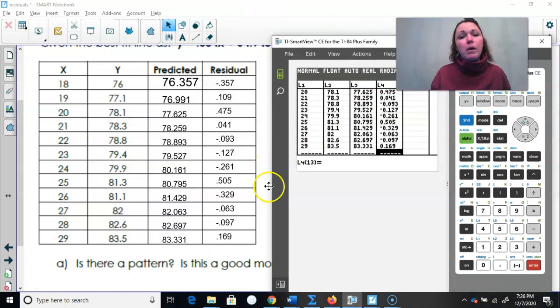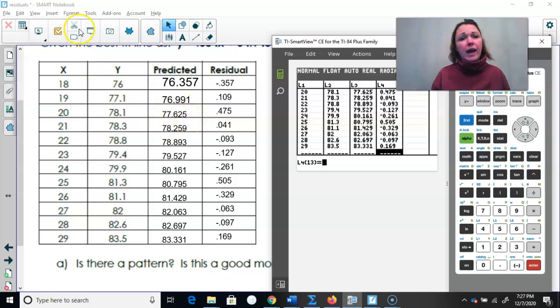That means we want to see a graph of all of my X values and the residuals that they have, meaning how far was the line off when it was predicting. So you can see this one was off. It looks like it over predicted by 0.357. This one here, it under predicted. See, because it's higher than what we have. Again, we have another under prediction. It actually was 78.1, but the line predicted it to be 77.625.